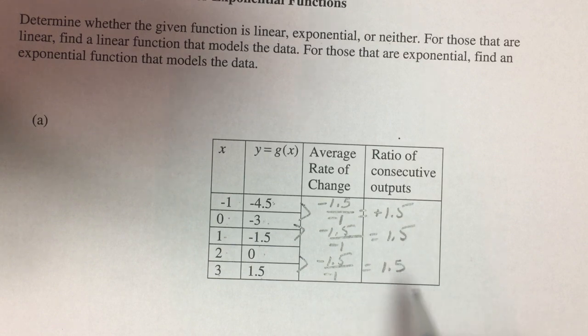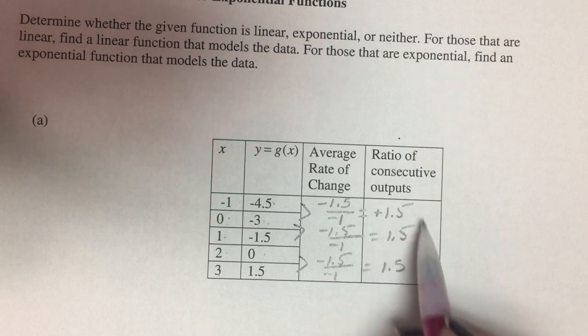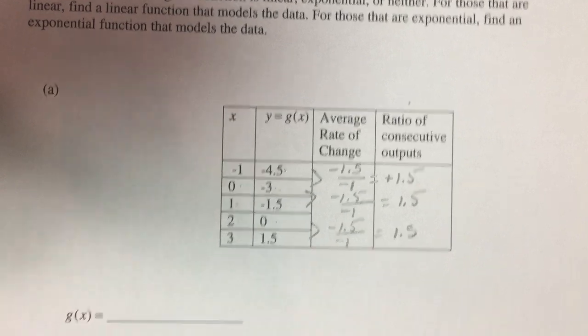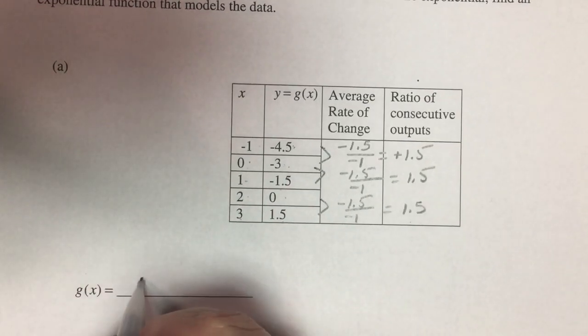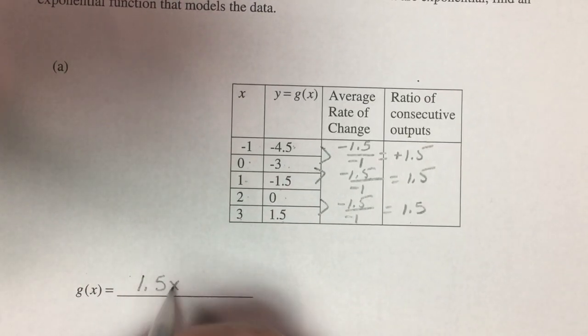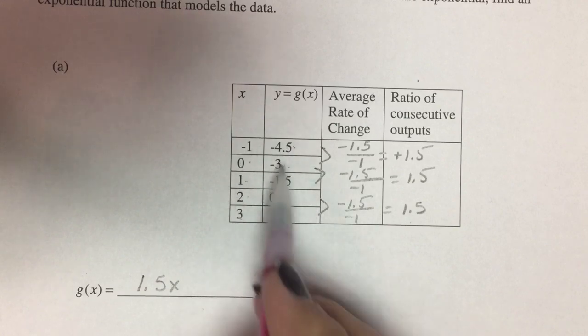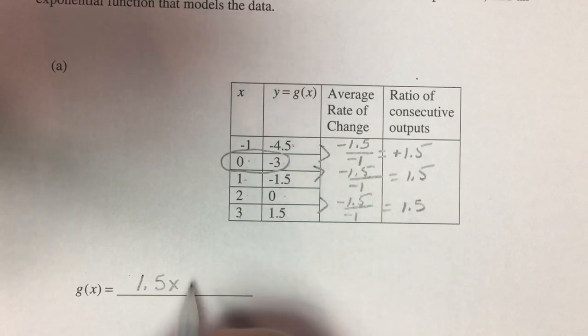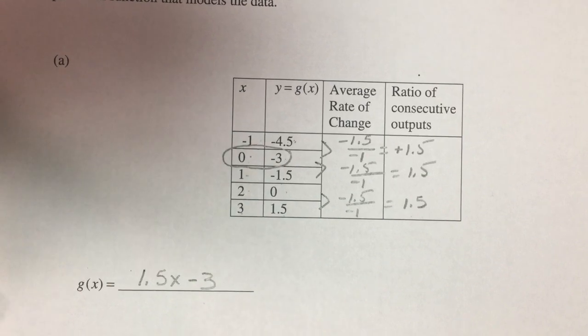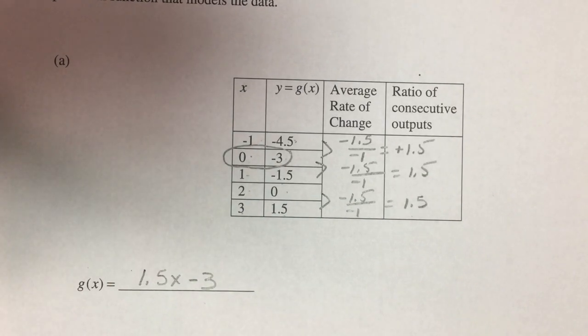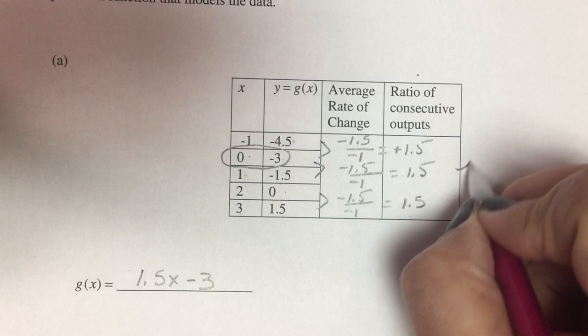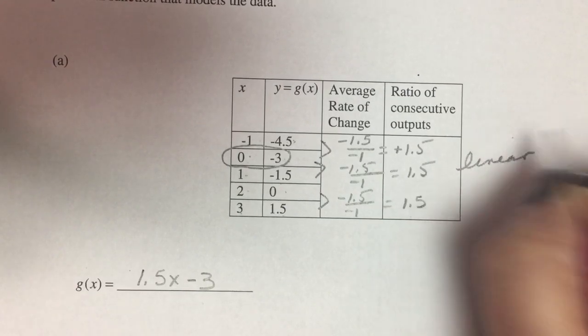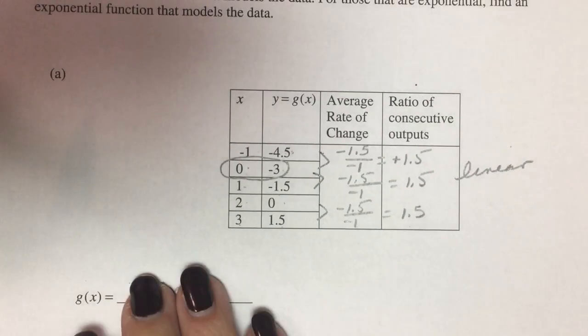It's got to be linear. And you've just found the slope. So if I want to have a function, I can write it as g of x equals 1.5x. Now, if you quick look at your points, you'll notice that this one is the y-intercept. So it's simply 1.5x minus 3. So it's linear again because the slope is constant. All right, let's do the next one and see what happens.